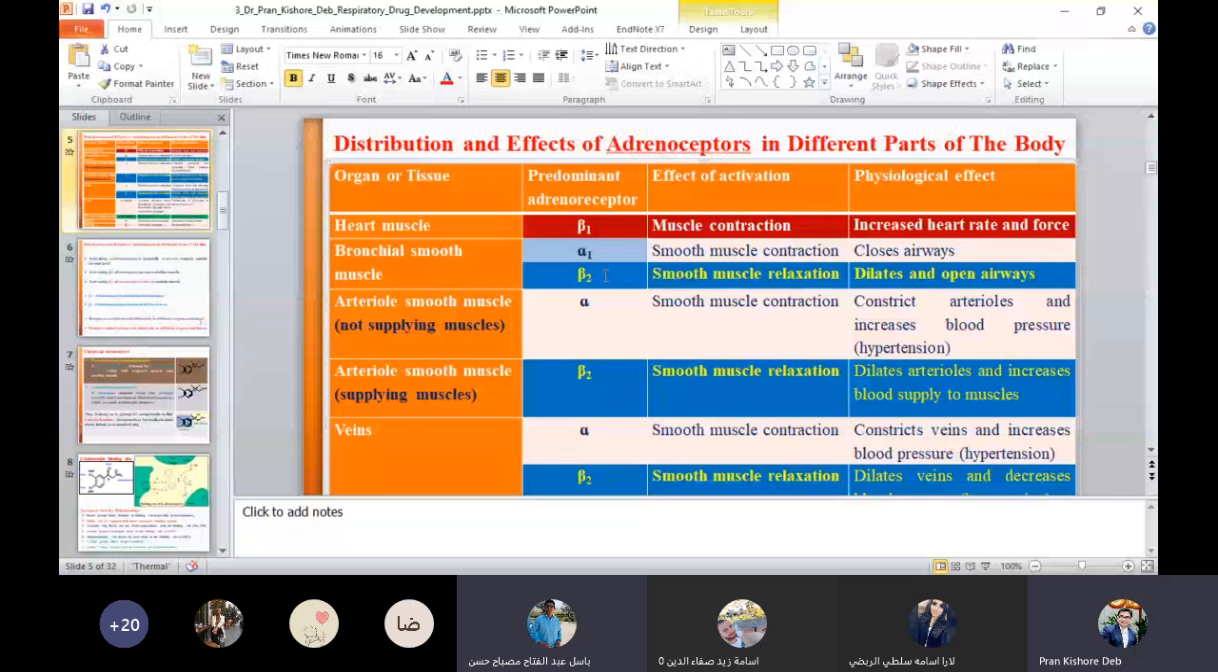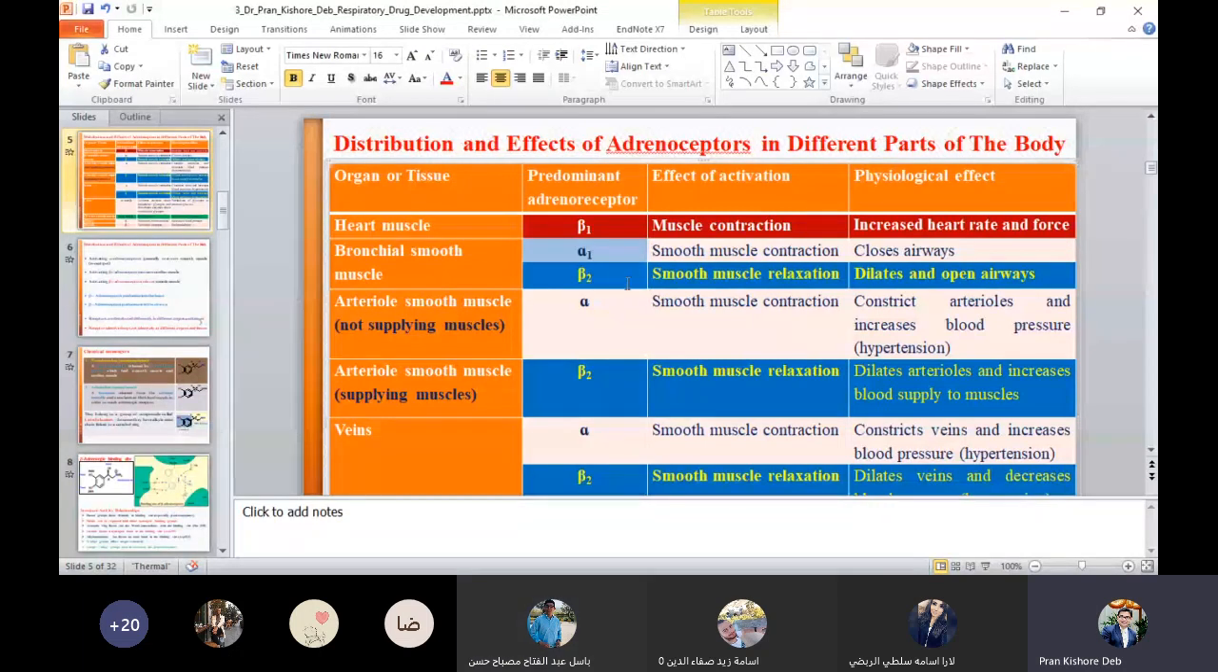You did not get my question. My question is alpha 1 and beta 2. I did not ask you about beta 1. My question is, if you give a drug that is non-selectively binding to alpha 1 and beta 2 of the bronchial smooth muscle, what effect will you see?